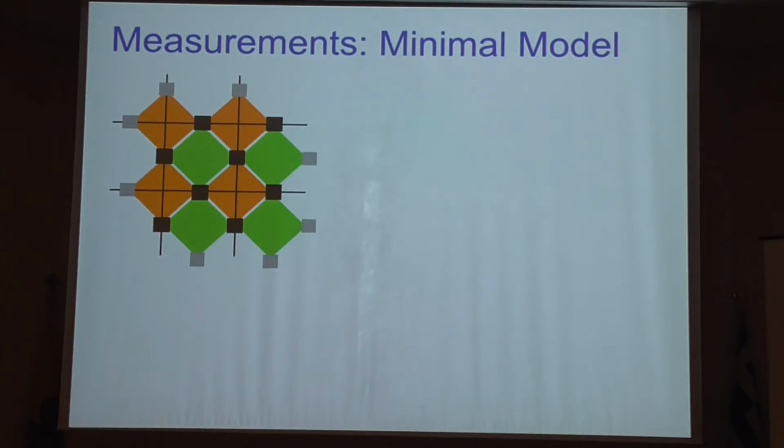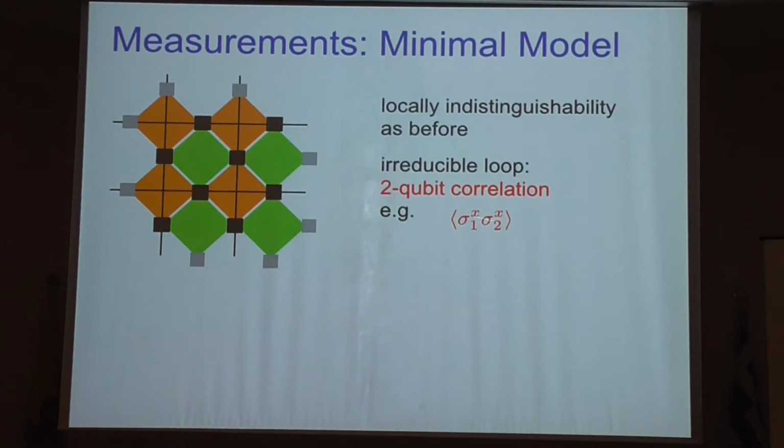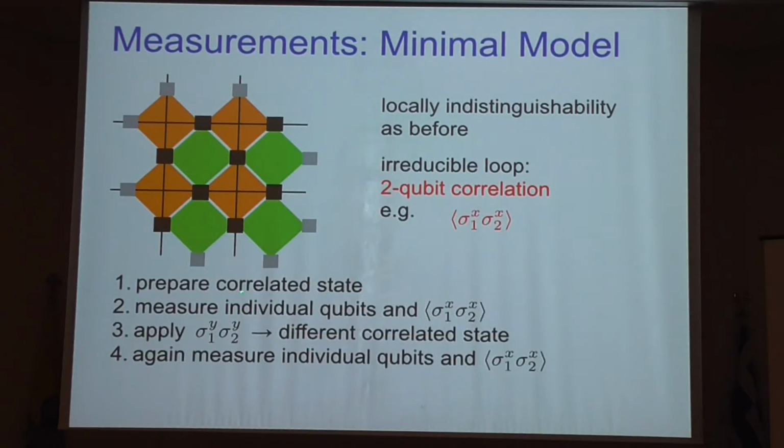So if I wanted to do this for the minimal model, then I can test the local indistinguishability as before. Measuring a correlation along an irreducible loop here becomes much simpler because it's just a 2-qubit correlation. So I would need to measure 2-qubit correlations to tell differences between these topologically ordered states. And so a protocol that I could run would be the following. I prepare them, or one of them, via this adiabatic sweep. Then I measure individual qubits and these 2-qubit correlations.